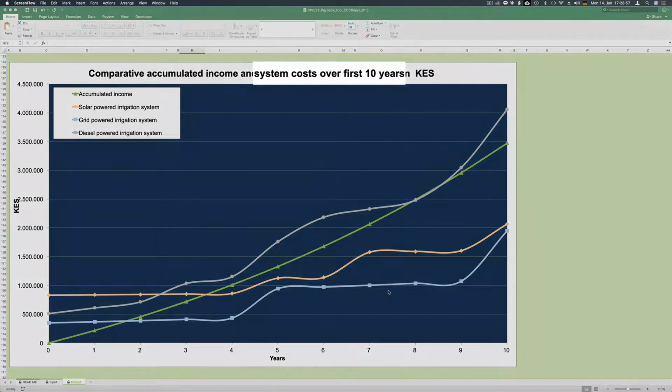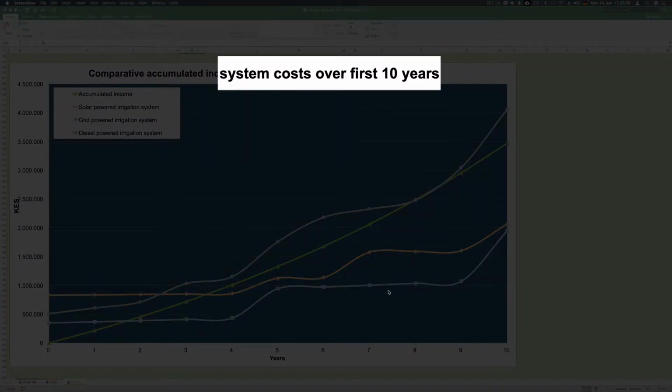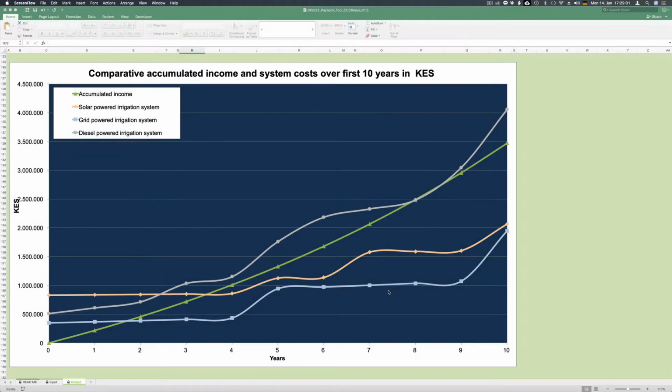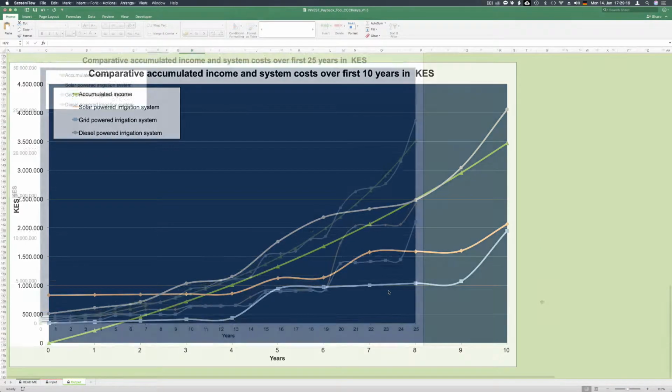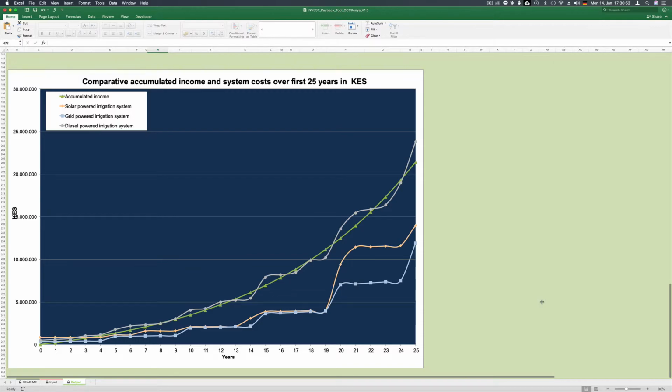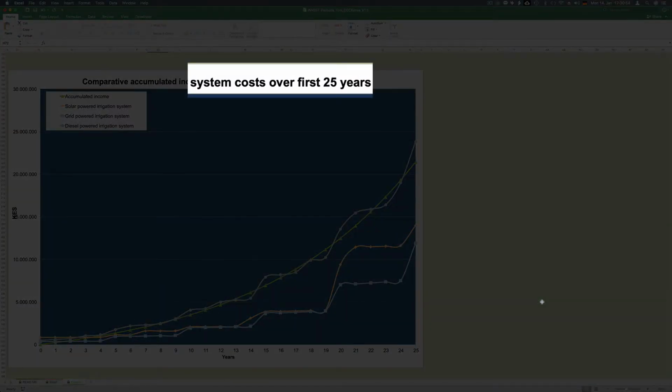Very interesting for the lending institution are the two last diagrams of the comparative accumulated income and system costs. We look first at the costs over the initial 10 years. We see that the grid-powered irrigation system is paid off in less than 2 years. The solar-powered irrigation system is paid off in 3.5 years. After 10 years, grid-powered and solar-powered irrigation system are pretty close, as you can see here. The situation for system costs over 25 years stays almost the same.